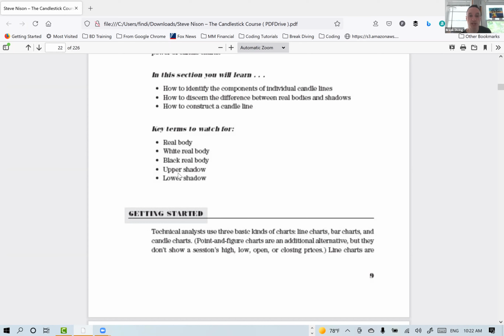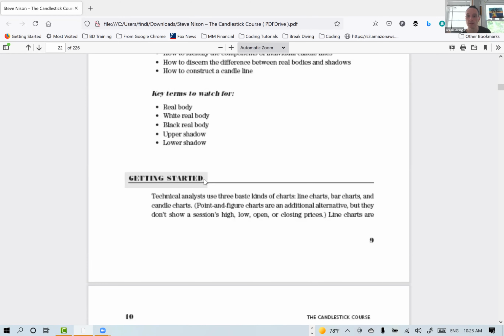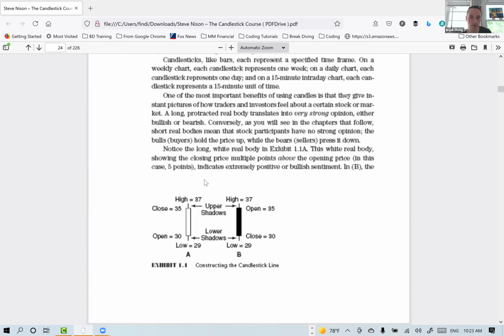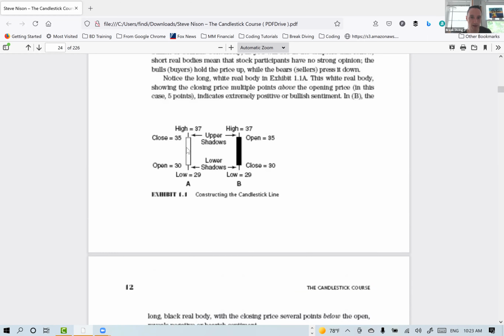If there's an upper shadow, it means there was a lot of buyer price movement that pushed it up temporarily, but then it got pushed down again by the bears, by the sellers. If there's a lower shadow, it means the price got pushed down initially by the sellers, but then it got pushed back up by the buyers before it closed. You agree, Bhavya? Yes, I agree. Okay, so let's go to the next chapter. You can see this here. So we have a real body, white and black.